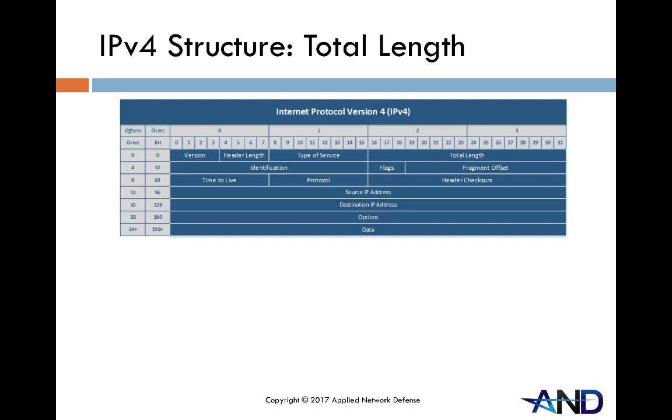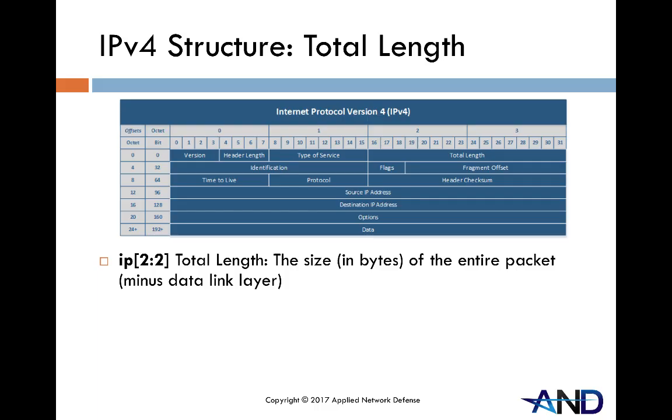The next field that's of interest to us is the total length field, which starts in byte 2 offset from 0 and is 2 bytes long. So you see that there in the first row on the right. It's total length, and that tells us the size in bytes of the entire packet, excluding the data link layer. So remember, I mentioned earlier, the data link layer is often not discussed in relation to the entire packet when we're doing some of these calculations. So in this case, we're talking about the entire packet size minus the data link layer.